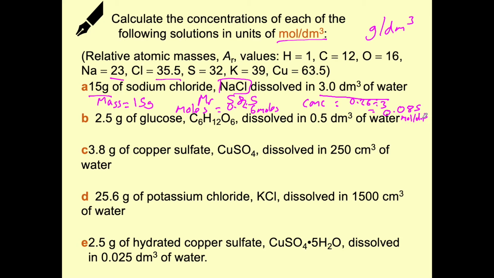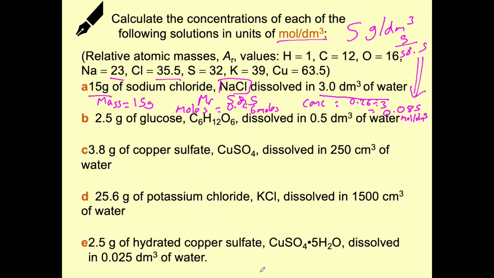The second way we could do it is work out our concentration in grams per decimeter cubed. So 15 divided by 3, which gives us 5 grams per decimeter cubed, and then doing 5 divided by our MR of 58.5, and that comes out to give us the same answer of 0.085 moles per decimeter cubed. So pause the video now whilst you have a go at B, C, D and E.